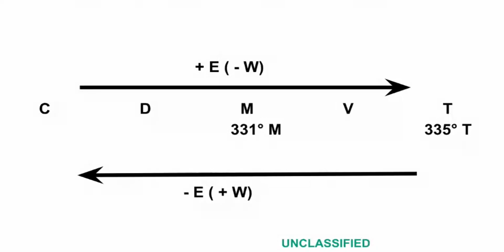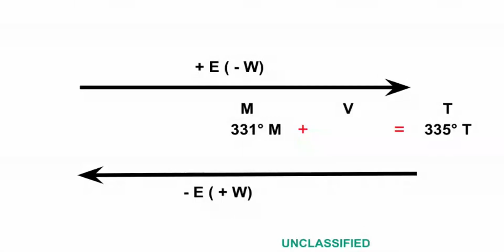So I've added an additional arrow at the bottom of our screen here just to indicate that as we move away from true, we're going to be subtracting our easterly errors and adding westerly errors. So the opposite of what we were doing before. Similar to how we did it in the previous problem, I like to break this up into a couple different math problems. The first of which is going to be from magnetic towards true.